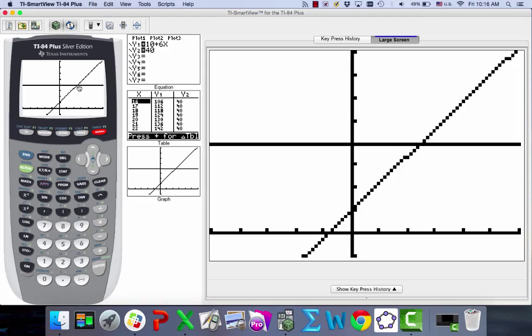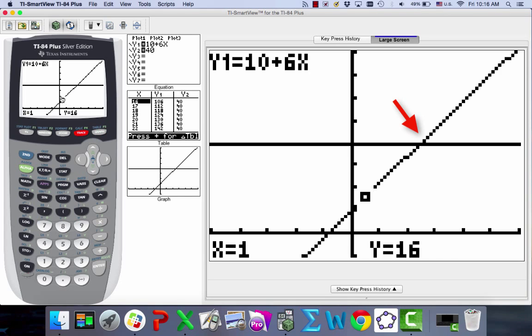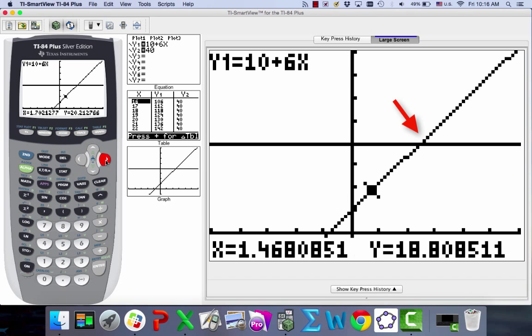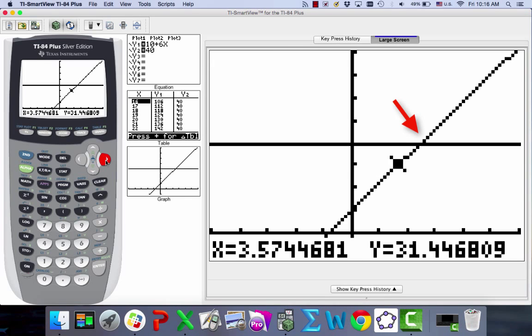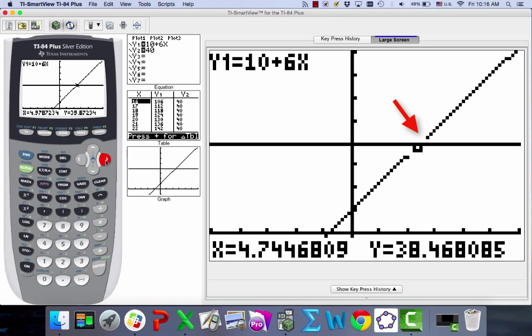Now, we want to find this intersection point. There are two ways to find that intersection point. One way is to use the trace button. If we press trace, you'll notice this little spider appears on the line, and if we arrow to the right, it moves up the line, and we can get it very close to the intersection point. If we look down, it seems to be approximately x equals 4.9787234 and y equals 39.87234. In the book, they work this problem, and we can see that the answer is actually 5, 40.